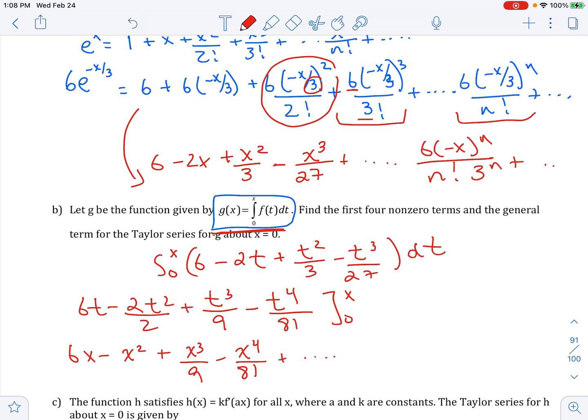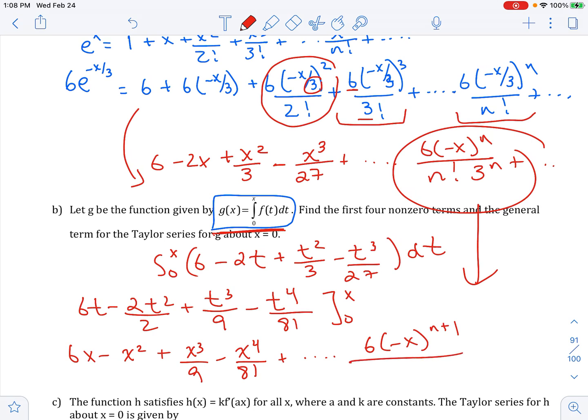Notice it does also ask me to find the general term, but again, you don't have to try to figure out a pattern here. This was our general term from above. I can go ahead and take the antiderivative of the general term. The 6 stays because it's just a number. Add 1 to the power, divide by the power, and then everything else just stays. So there's my general term there.